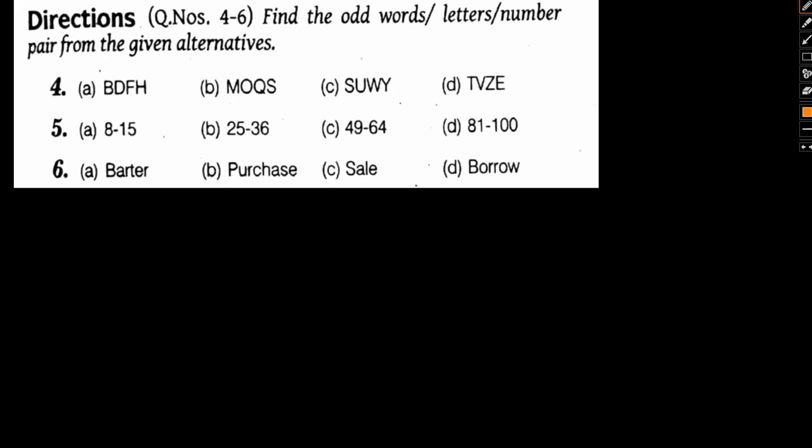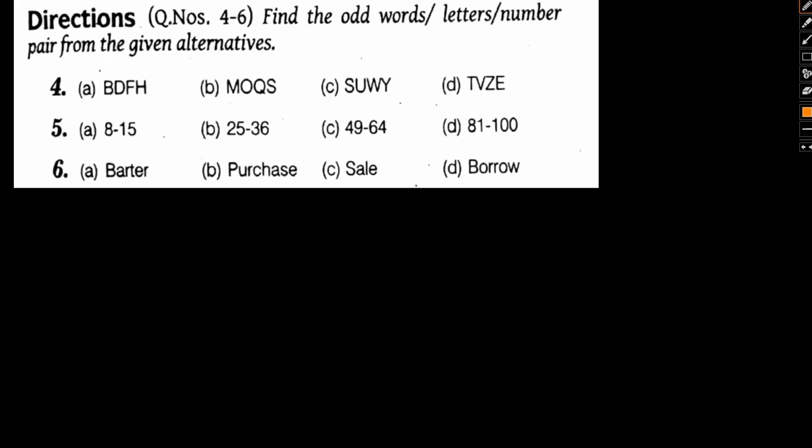In this video, what we are going to do is take a look at a few questions, from number 4 to 6, from the GI section of the paper itself. We'll take a look at the approach and then subsequently try and solve the same. Having said that, we'll take a look at each question one by one and try to solve them. So let's go ahead with the questions. Find the odd word, letters or number pair from the given alternatives. We'll start off with number 4.